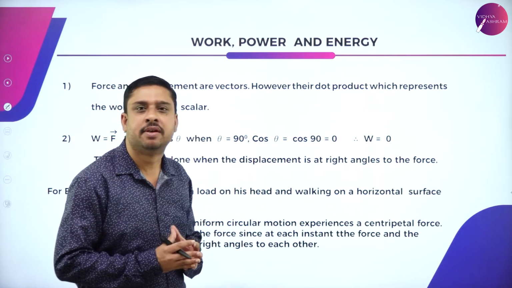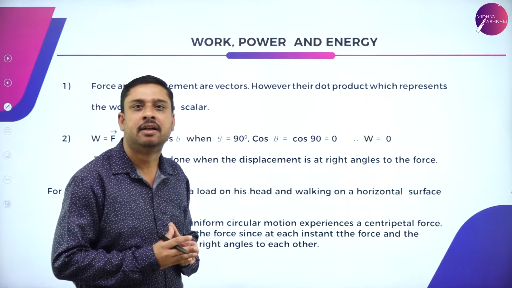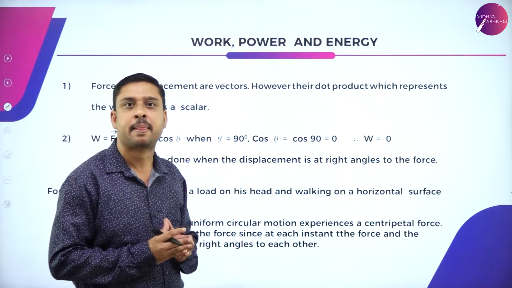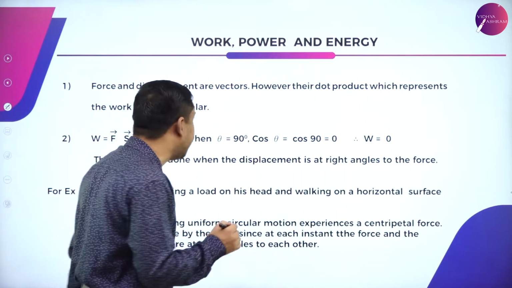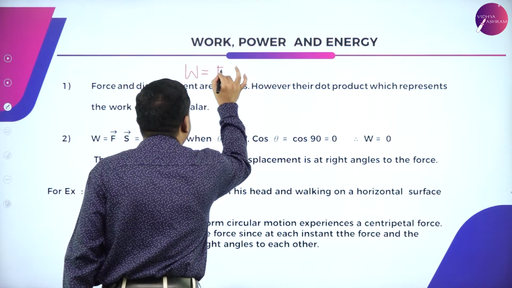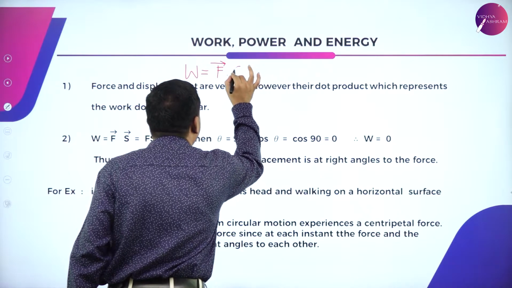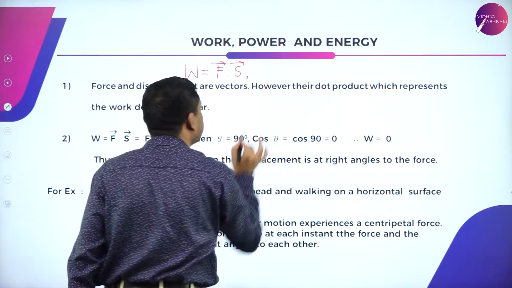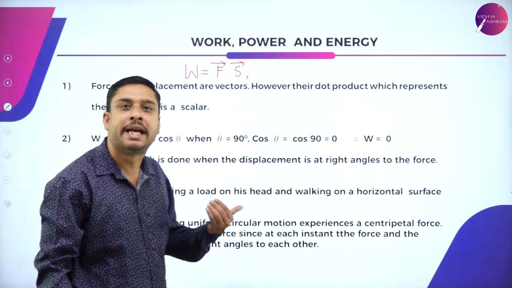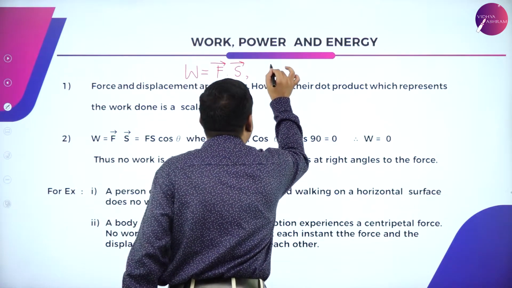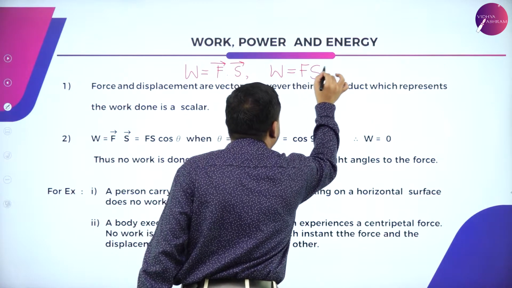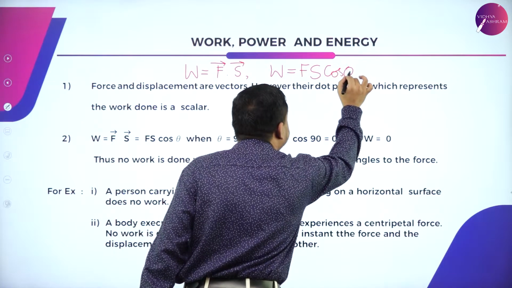Now, dear students, recalling the definition for work done by a body, we told W is vector F dot vector S. So it is a dot product. And if you remember, therefore, by expansion, W is F S cos theta.